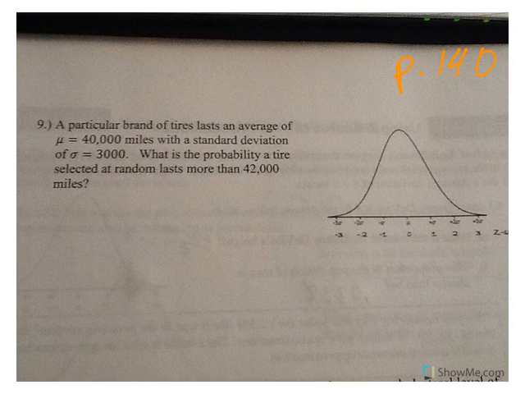And in number 9, you will see that a particular brand of tires lasts an average of, the mean is 40,000 miles with a standard deviation of 3,000. What is the probability a tire selected at random lasts more than 42,000 miles?